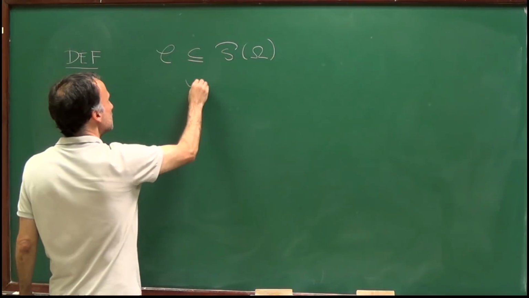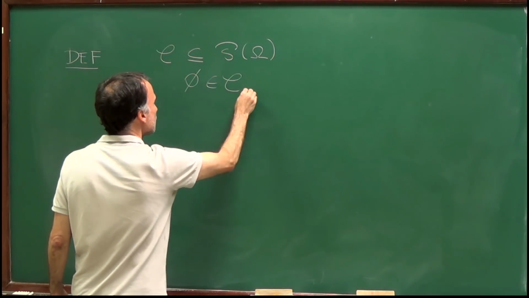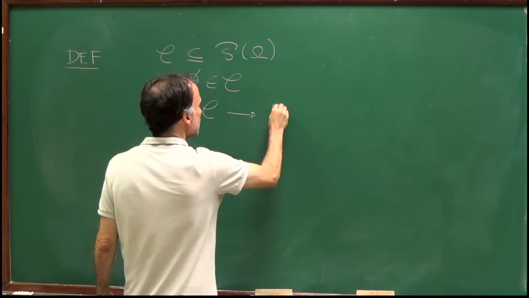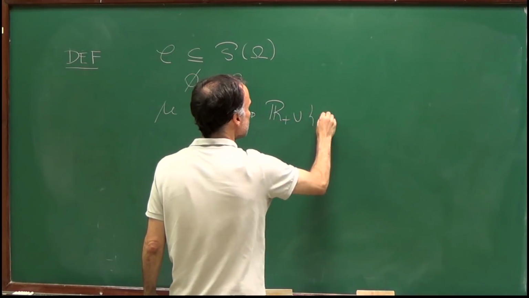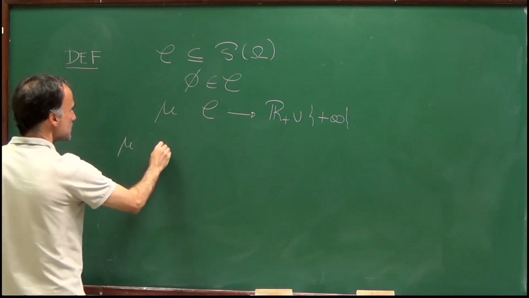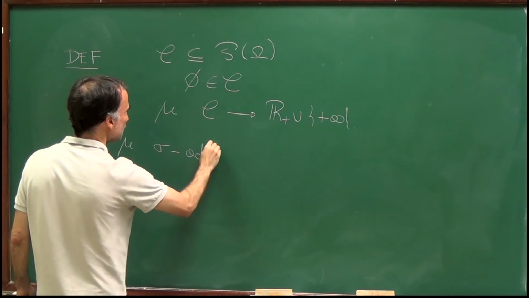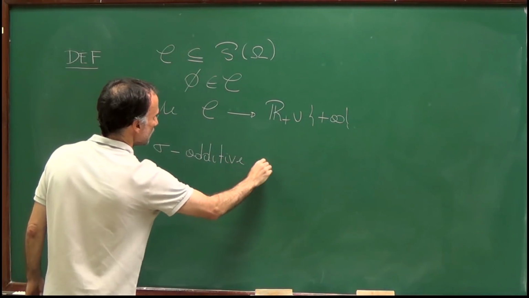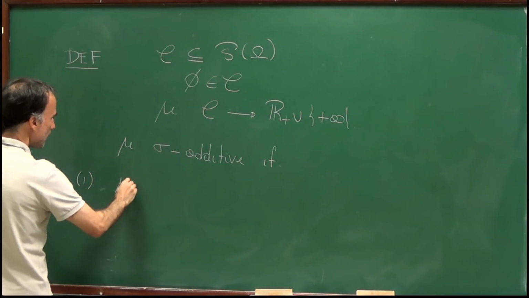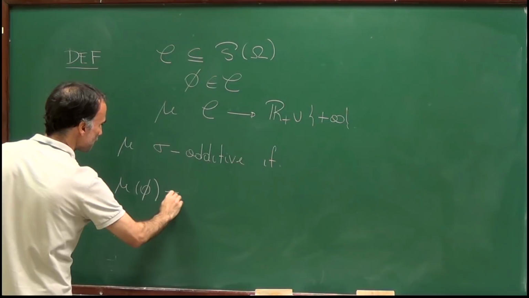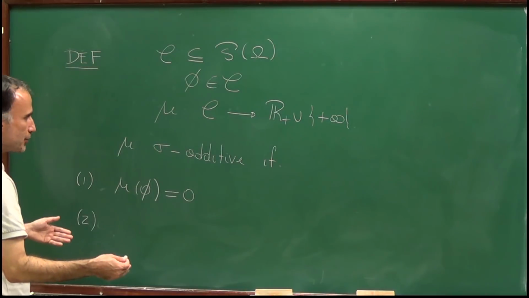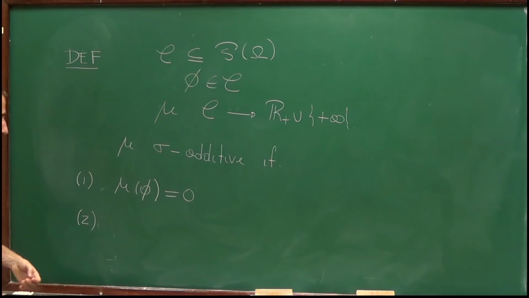We will assume that the empty set belongs to C, and that we have a function mu, which is defined on C and takes values in R plus union plus infinity. So I'll say that mu is sigma additive if two conditions are fulfilled. As before, I will require that mu of the empty set is 0, and as a second condition, now, instead of the union of finite sets, I will consider countable unions.